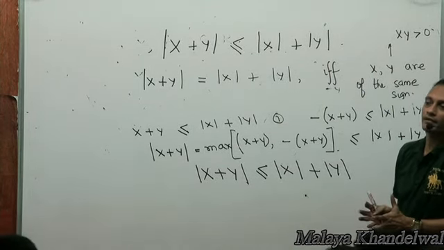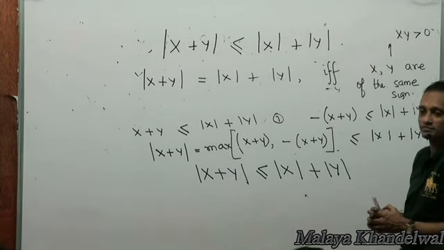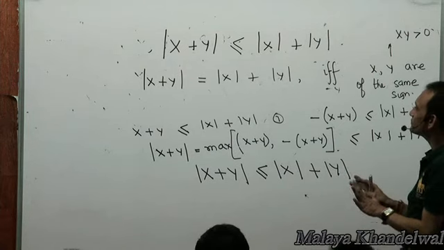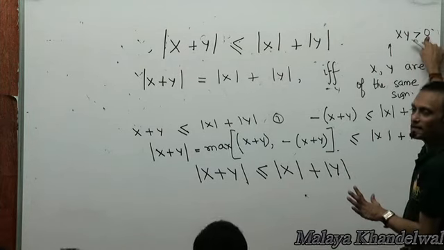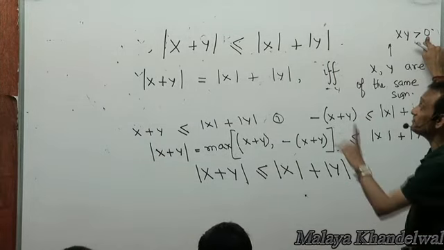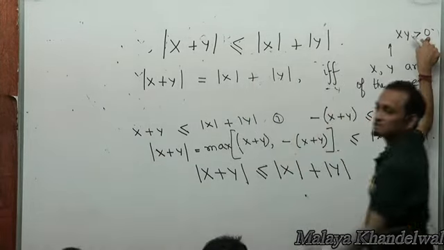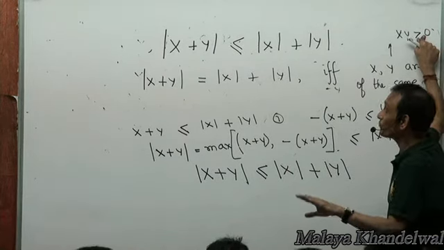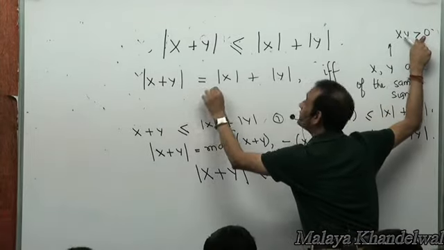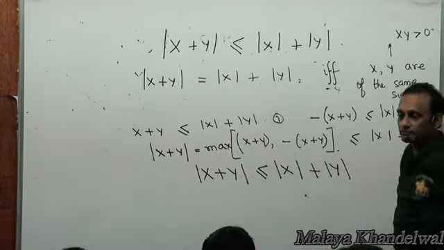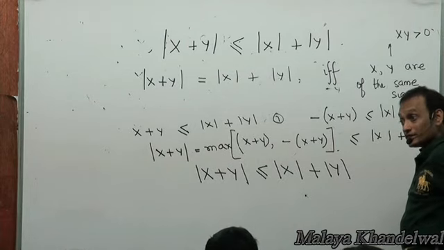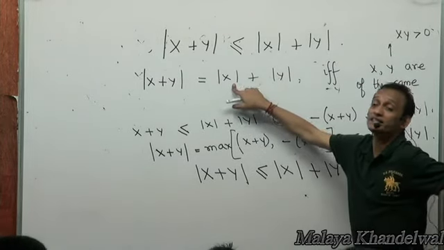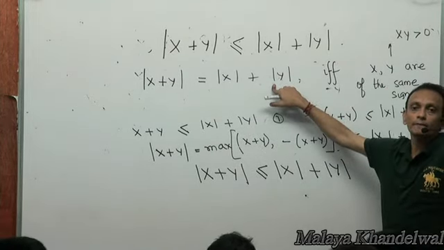And of course also when one of them is 0, but we exclude that case, so those are trivial cases. But if none is 0, and if x into y is positive, that means both positive or both negative, then this equality occurs. But if they are of opposite signs, if x into y is less than 0, then mod of x plus y will be less than mod x plus mod y.